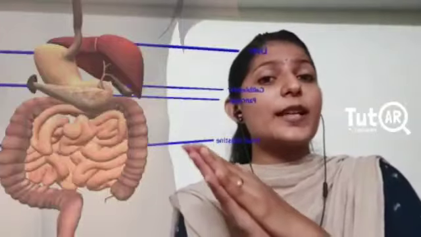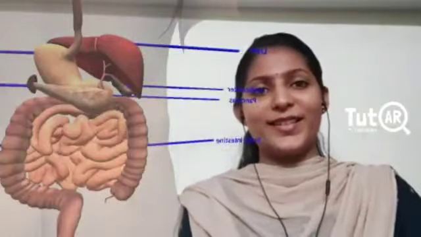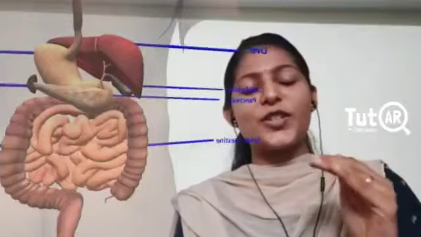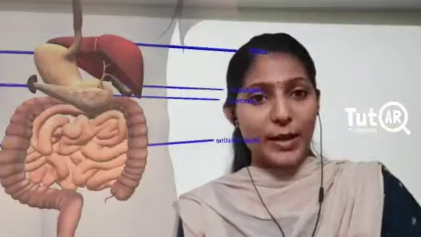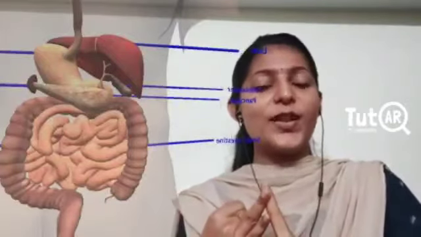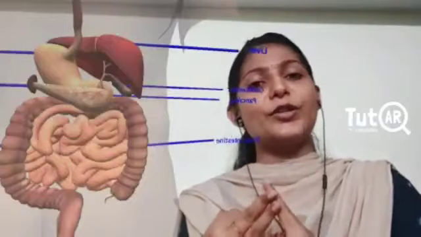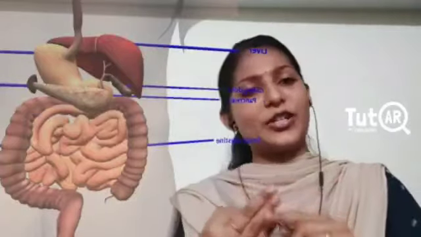So, when the complete digestion is over, what is the end product? What is the result? Now, after the process of digestion is completely over, the proteins are converted to amino acids, the carbohydrates to glucose, and the fats to fatty acids and glycerol. So, these are the end products of digestion.